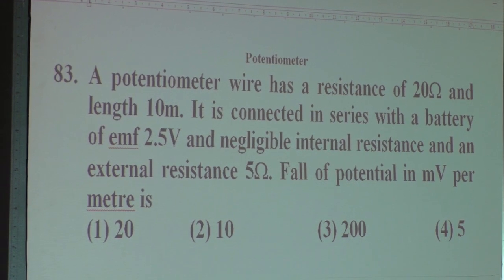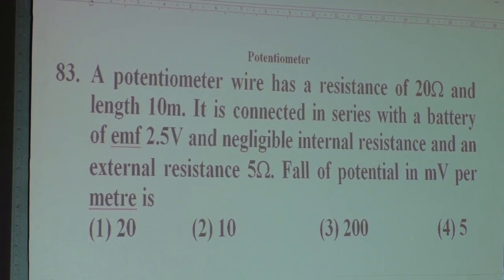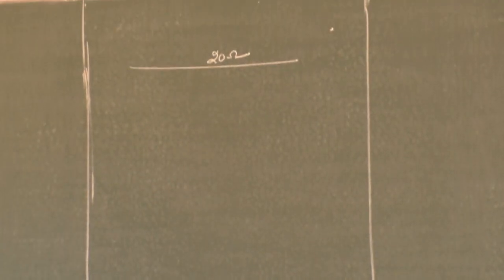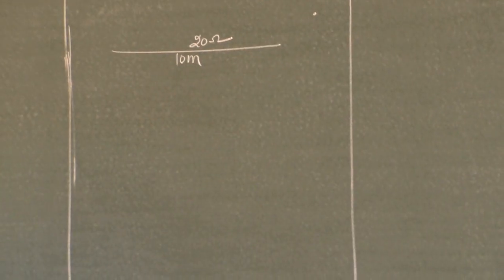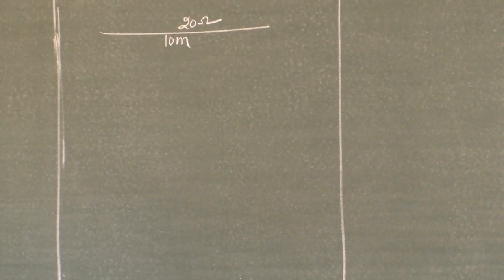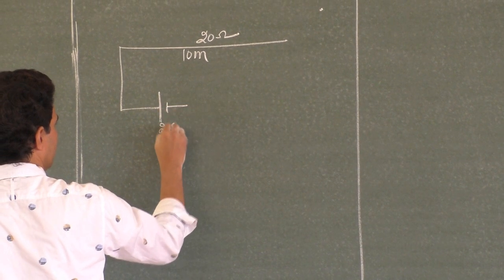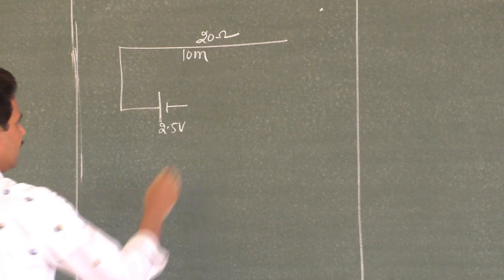A potentiometer wire has a resistance of 20 ohms. So I will read the problem. You just look into what we are going to write. A potentiometer wire has a resistance of 20 ohms. So the long wire has a resistance of 20 ohm and a length of 10 meter. Then it is connected in series with a battery of EMF 2.5 volt and negligible internal resistance. So no internal resistance. And an external resistance of 5 ohm.